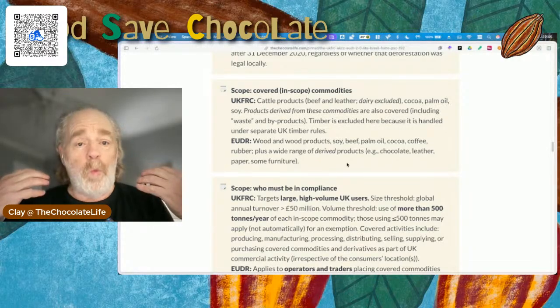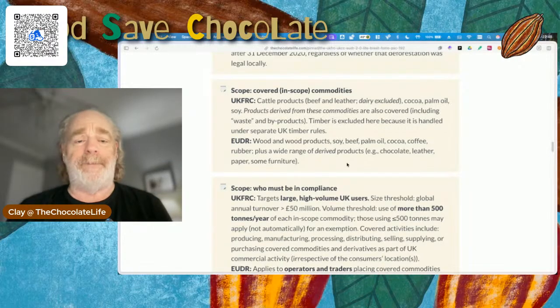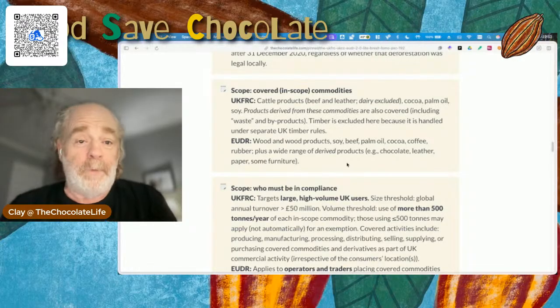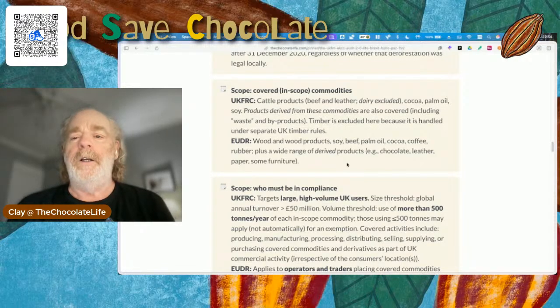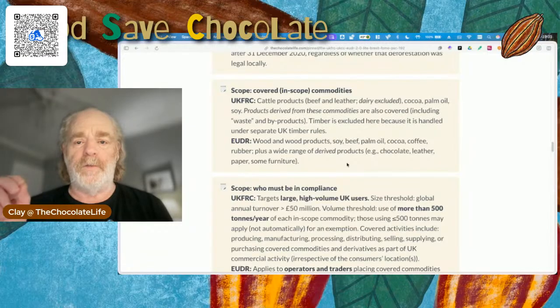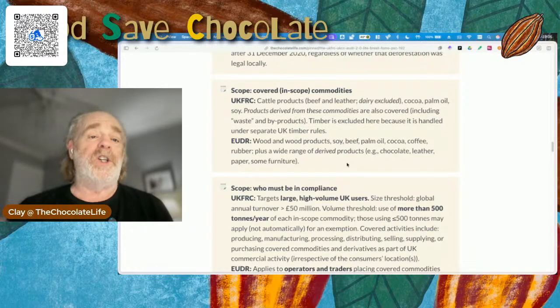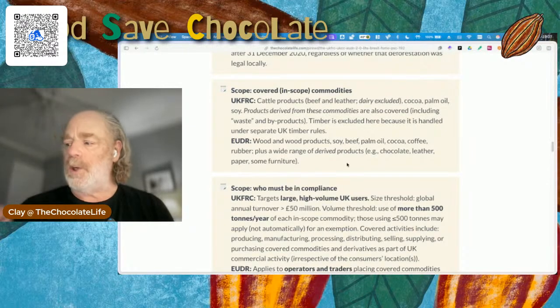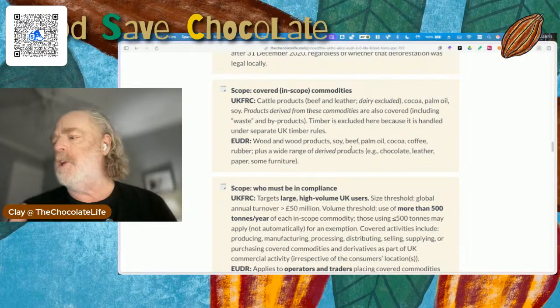Again, will the people who are drafting the UKFRC care? Will they? The answer is, I hope so, yes. So hopefully they're not drafting their legislation without consideration of what the EUDR means. But again, the UK Cocoa Coalition's focus is on cocoa, and cocoa is just one of the 5 commodities which are covered by the UKFRC. The EUDR also covers coffee and rubber.